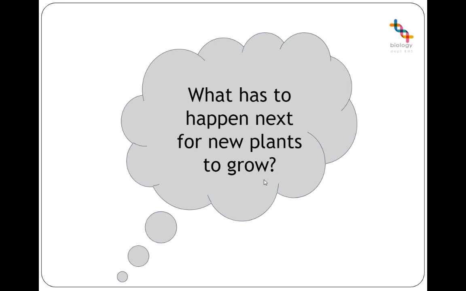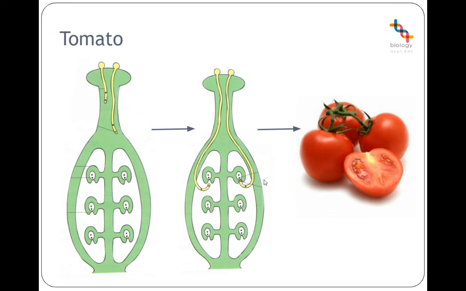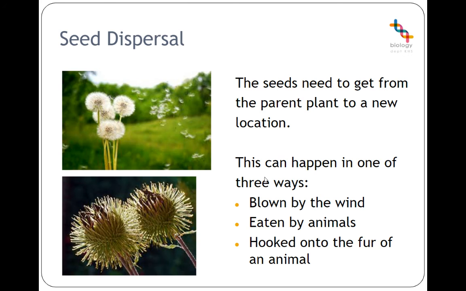So seed dispersal. So now we have lots of seeds. What good is that really? So the seeds need to get from the parent plant to a new location. This can happen either by being blown in the wind. So sometimes these are the seeds of this dandelion, and the wind will, or people kicking them, will disperse these over the wind, and they'll land, go into the soil, and they will grow their shoots and roots off that.